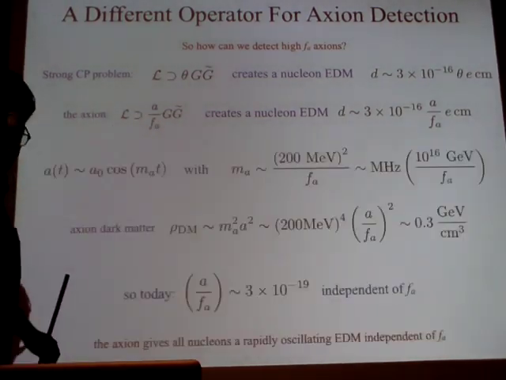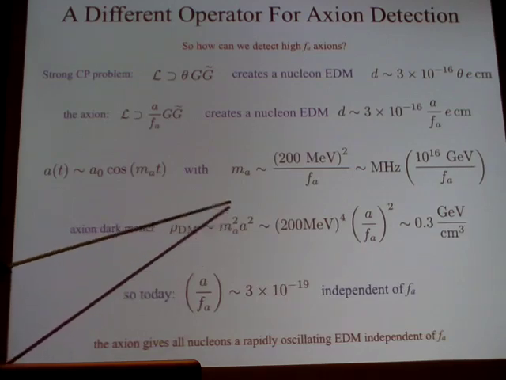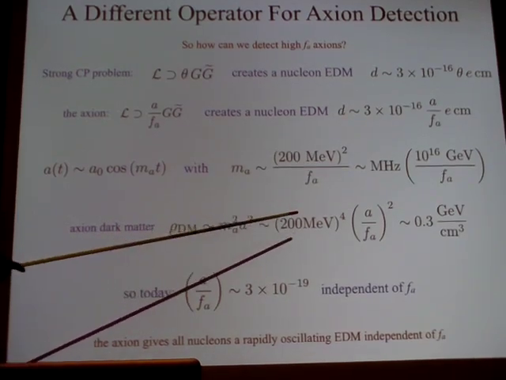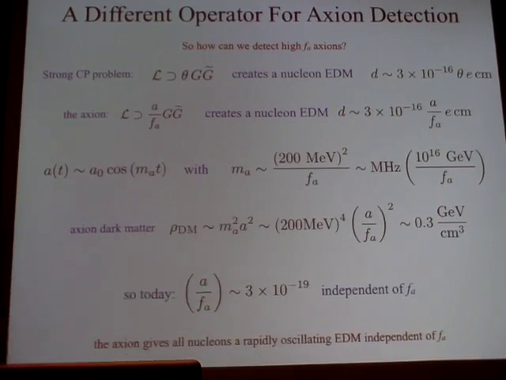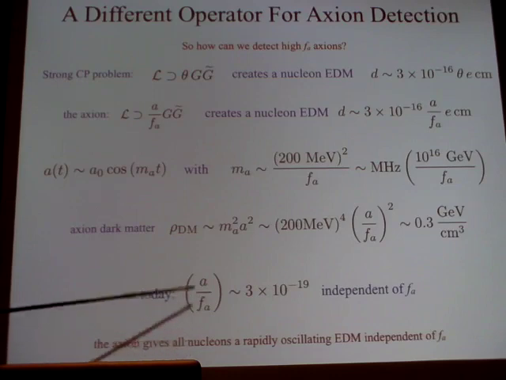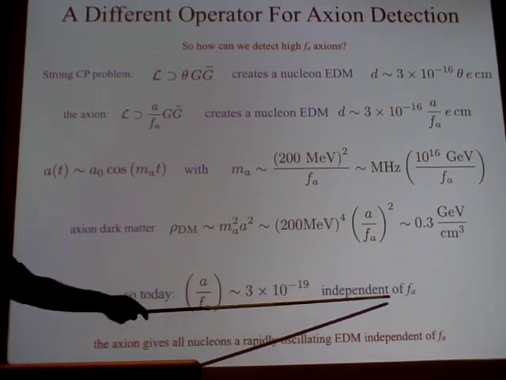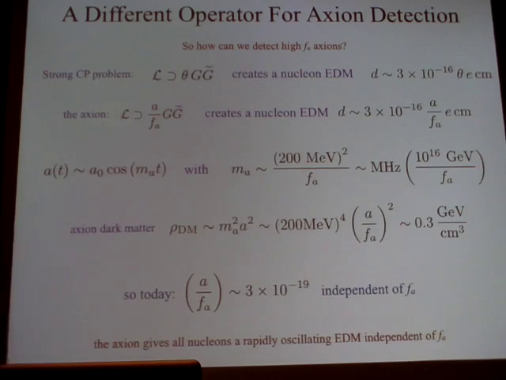How big is that value? Let's just make an estimate. To do that, we need to know the amplitude of the axion field. You can do that by simply stating that m squared a squared, which is the energy density in dark matter locally, is equal to the energy density of dark matter, since I'm assuming the axion is dark matter. So I do that, I find a over f. And a over f turns out to be about 3 times 10 to the minus 19 and is independent of Fa.